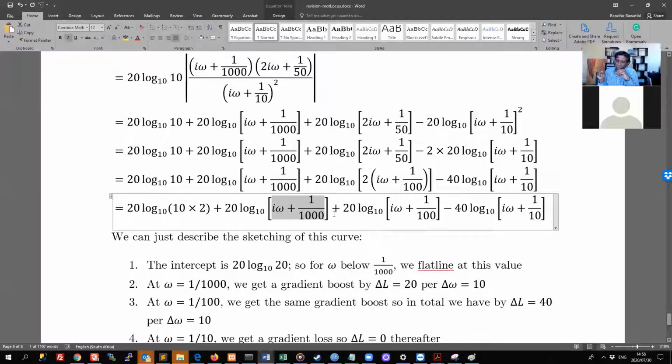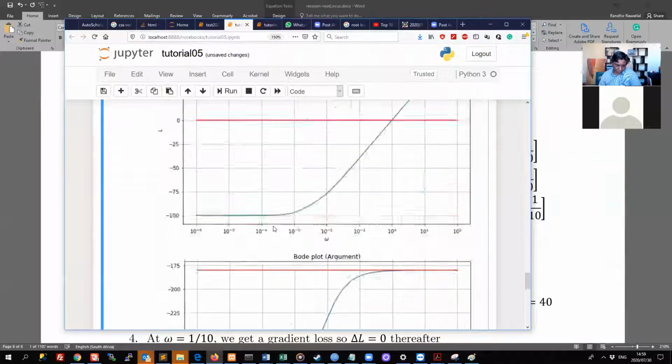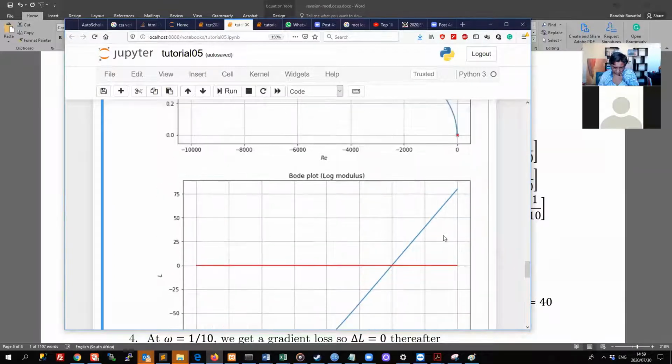Then when we reach 1 over 100, you can see a second inflection will occur. And that's going to add an additional 20 per factor of 10. So it's going to rise even more sharply then, right? And in fact, let's plot that so we can see this. So let's multiply here by s plus 0.01. And yeah, it's a bit too curved to see very well, but yeah, let's see.